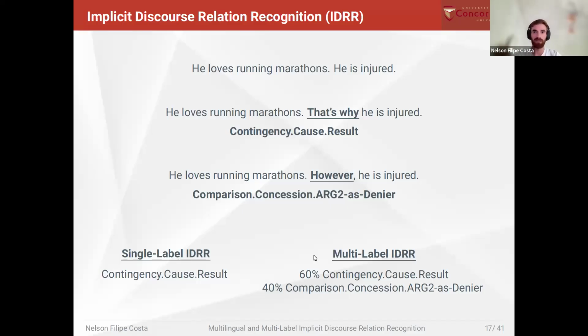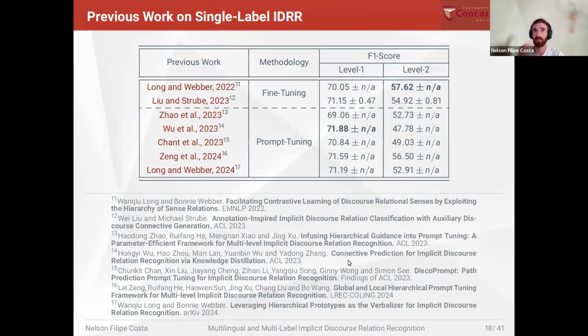So these are random numbers, but why not keep it as 60% contingency cause result relation and also 40% comparison concession and argument 2 as denier relation. So this is what we're trying to advocate in our work, this ambiguity in implicit discourse relation recognition. As I said, previous work has always done this as a single label task, and these are the latest works that have been done on IDRR.